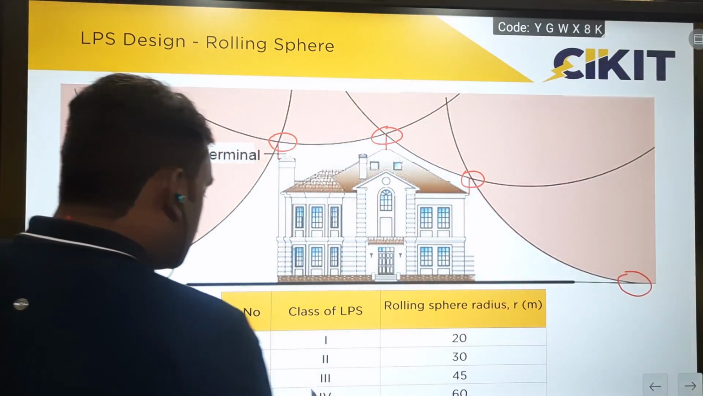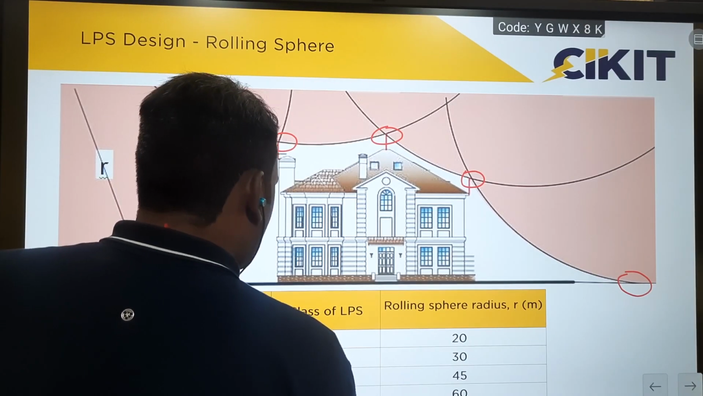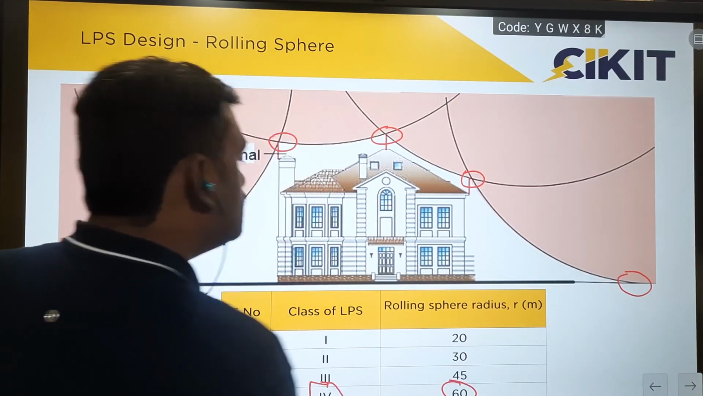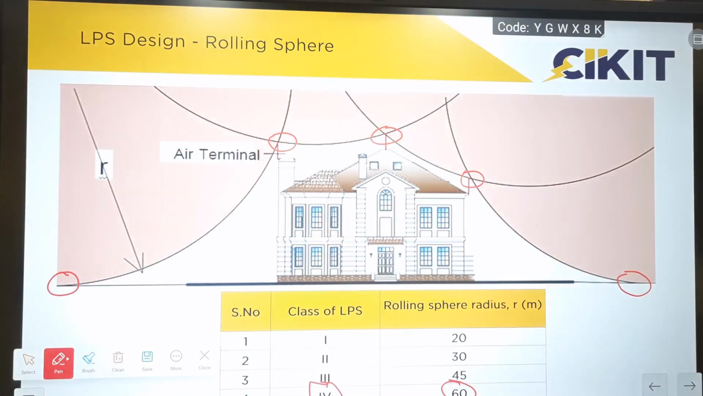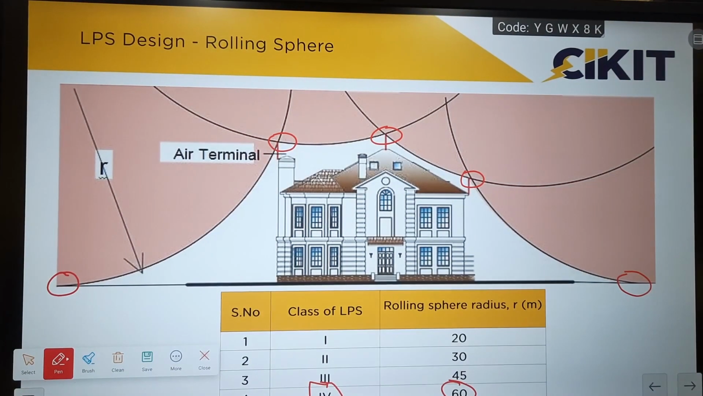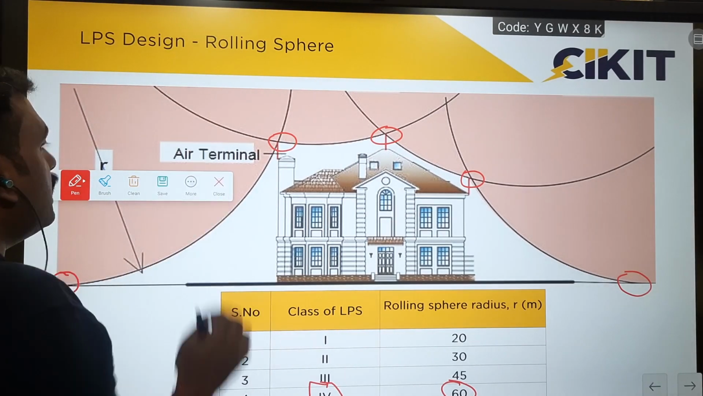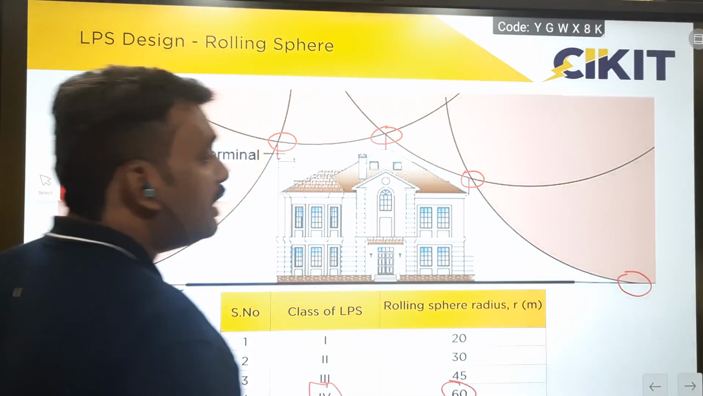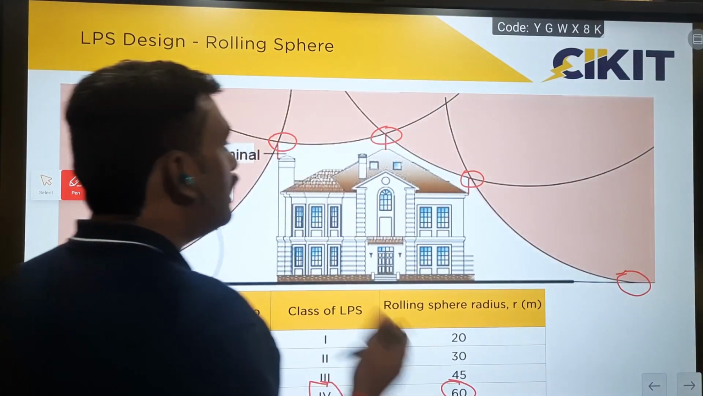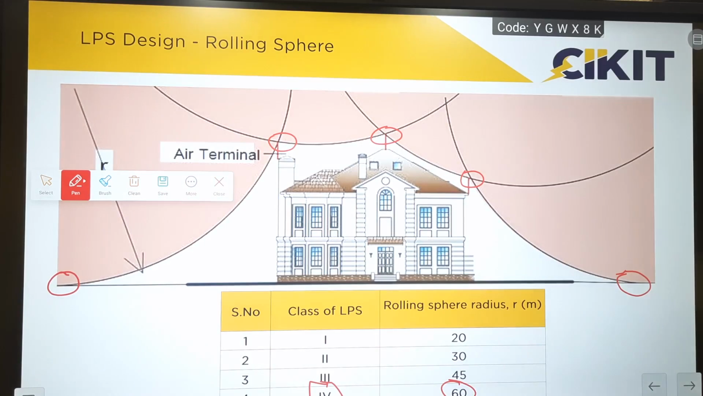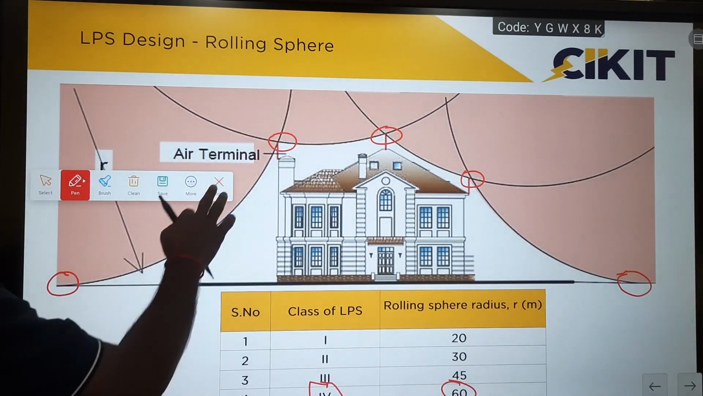If you take these different levels, for level 4 we will be going for a 60-meter radius sphere. If the radius is 60, then the diameter will be 120 meters. Such a huge imaginary sphere will be rolled over the structure to be protected, and we should ensure that it makes contact only with the ground and the air terminals. It should not make contact with any parts of the building.